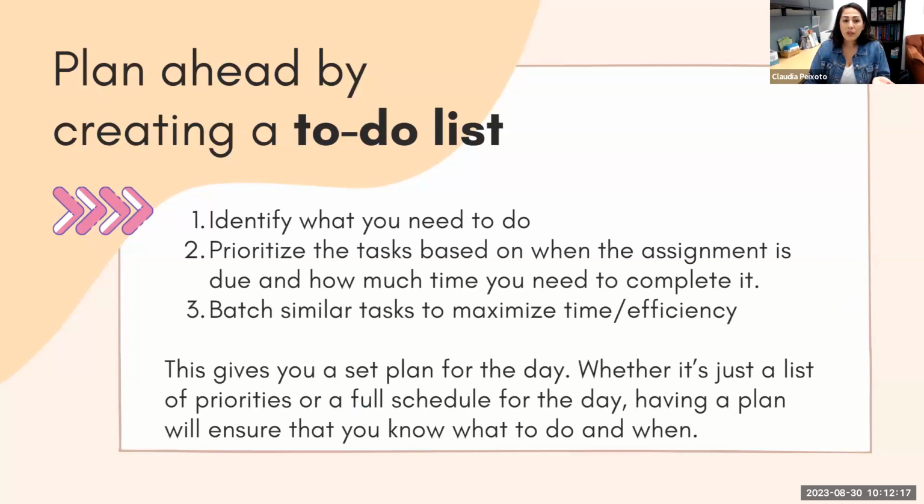So, when you're creating to-do lists, first you would want to identify what you need to do. Then prioritize those tasks based on when the assignment is due or on how much time it'll take to complete it. You can batch similar tasks to maximize your time and efficiency. And then this basically gives you a plan for your day. And that list of priorities can be a full schedule or just what you're going to tackle in that day or that week or even that month, for that matter.